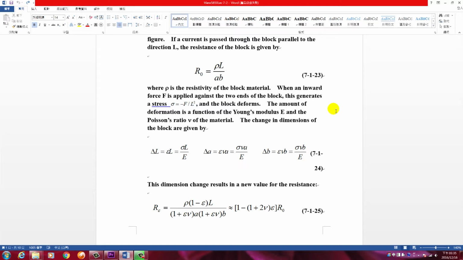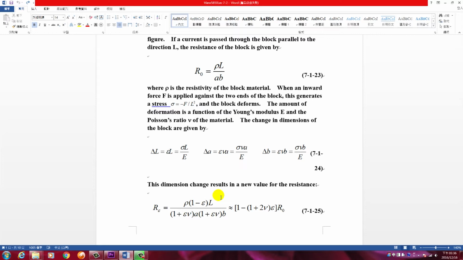Now the final structure will be, because on the top we need to have the length. So the length will become shorter, will become L minus delta L, right? So minus delta L will be minus sigma L over E. They share the same length L, so we can take out the L, and it finally becomes 1 minus epsilon, 1 minus epsilon times L, the top part. So now the new resistance, the top part, the length becomes a little bit shorter, okay? So it becomes length times 1 minus epsilon, the strain.